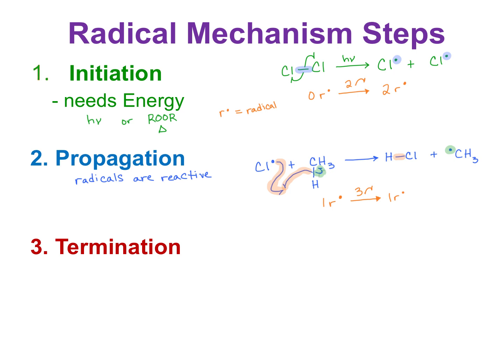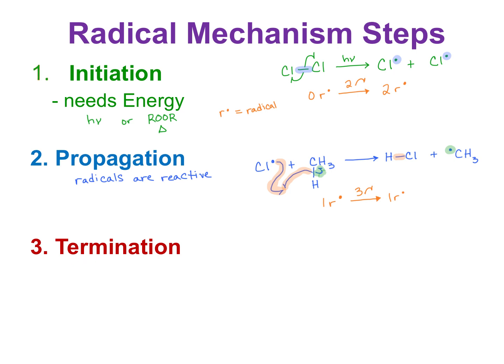Okay? So we should also note that when you draw out your mechanism, you're only usually going to draw one initiation step. But propagation steps, you might have multiple of those. So you might have 1 or 2 or 3 of those steps. And then the last thing we're going to talk about is termination.